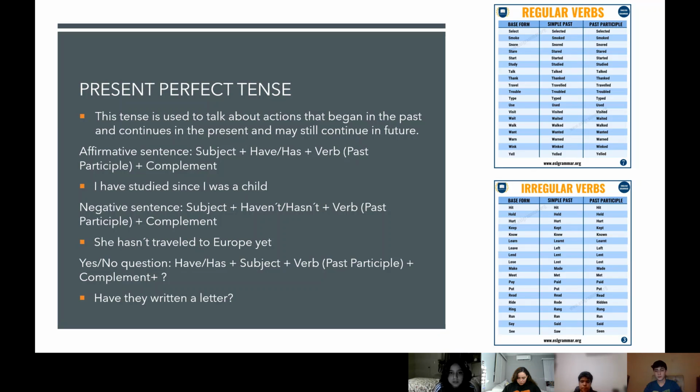Negative sentence: subject plus hasn't, haven't, plus verb plus past participle plus complement. She hasn't traveled to Europe yet. Yes, no question: has, have, plus subject plus verb plus past participle plus complement. Have they written a letter? It uses irregular verbs and regular verbs.